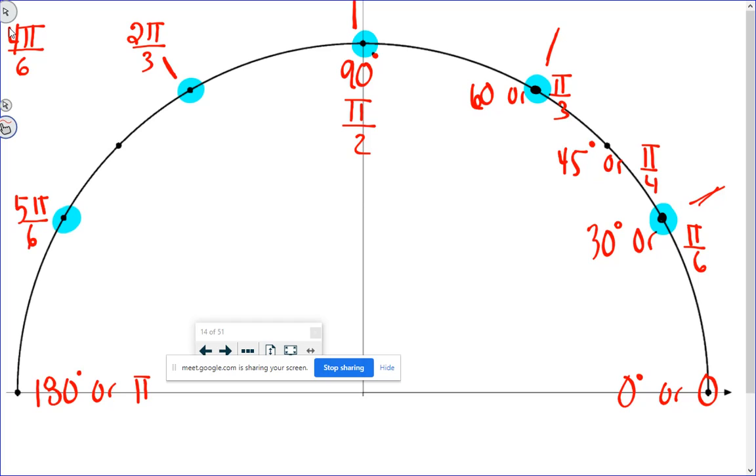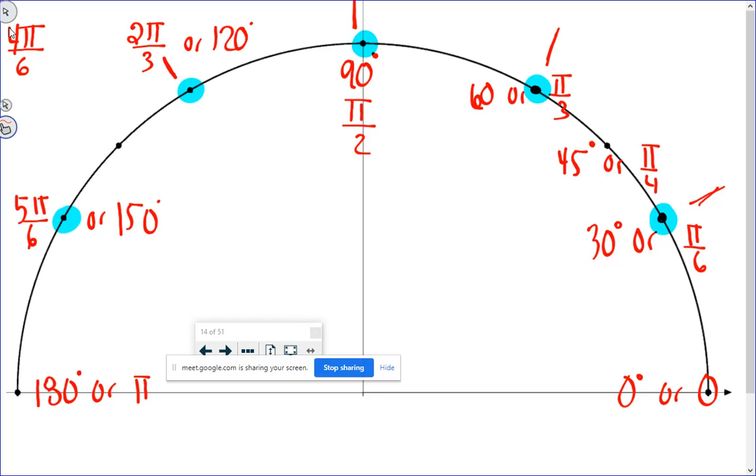And what is interesting is many of you will discover it's easier to find these angles in radians than degrees because they're easier to count. By the way, this would be 120 degrees. This would be 150 degrees. And we're done with the pi over 6s. Let's do the pi over 3s.